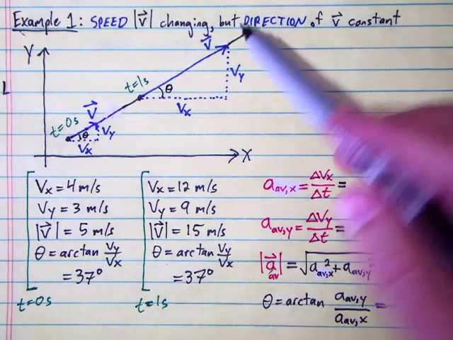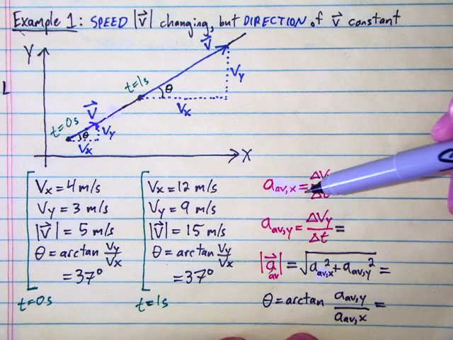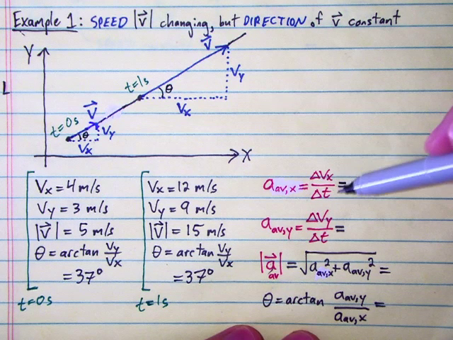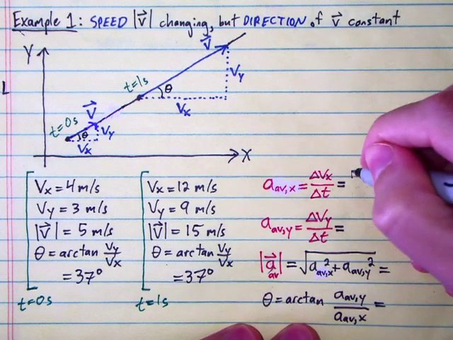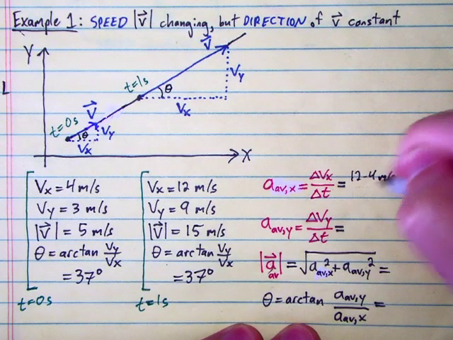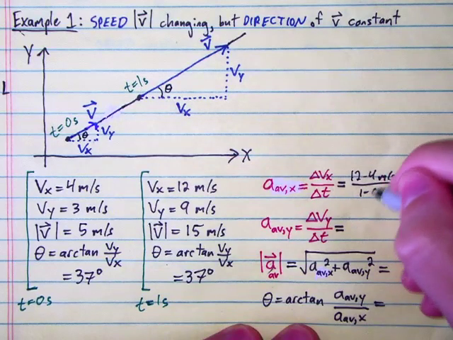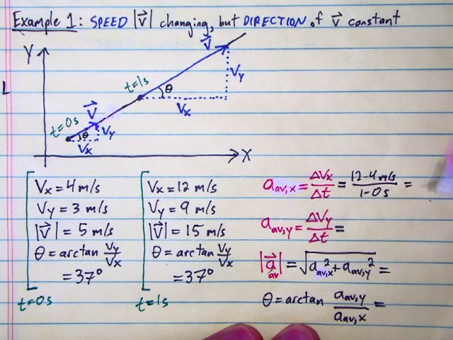Okay, now let's look at the average acceleration between these two events. The x component of it will be the change in Vx over the change in t. Well, that's final Vx, 12, minus initial, 4 meters per second. And the change in time was 1 second minus 0 seconds. So that comes out to be 8 meters per second squared.